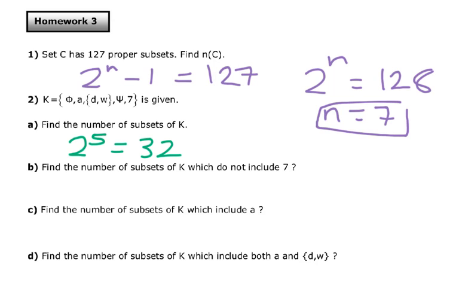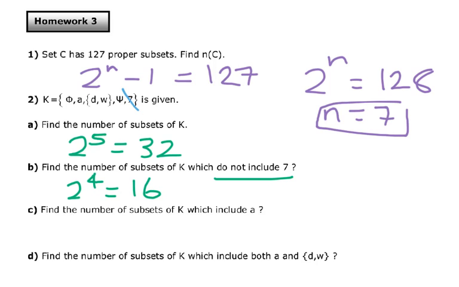In B, find the number of subsets of K which do not include 7. And so the simple method here is to remove 7, say. How many elements have I now got left? I've got 4 elements, so 2 to the power of 4 is going to give me 16 subsets that don't contain that 7. What we should also realise then is that there are 16 that do not include 7, but then there are also 16 that do include 7. So there's always an equal amount of sets that include a certain element or don't include a certain element.